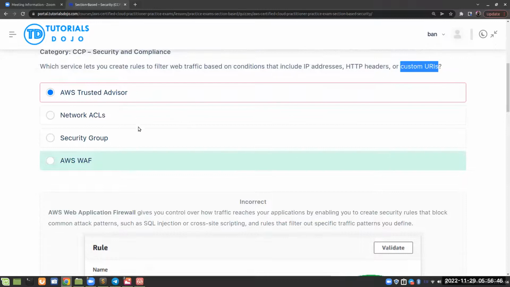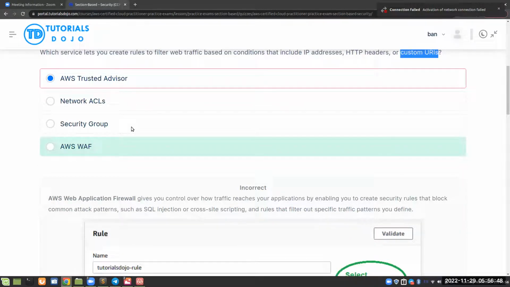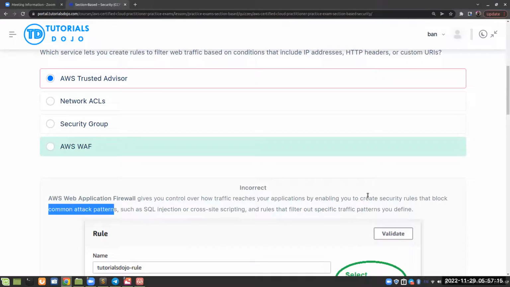So as I say, here it's testing also your services. So the first thing is WAF. As I say, when you think of filtering web traffic, you start thinking of the firewall. And AWS Web Application Firewall gives you control over how traffic reaches your application by enabling you to create security rules that block common attack patterns. So you see, you are filtering traffic.